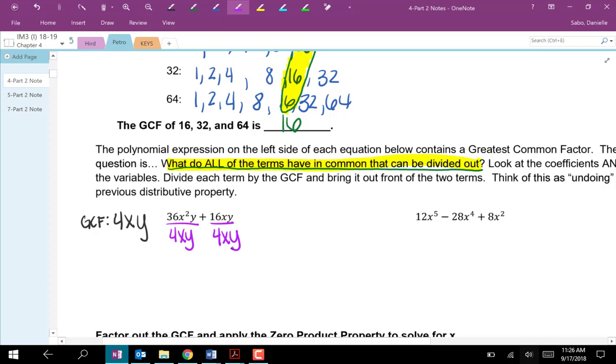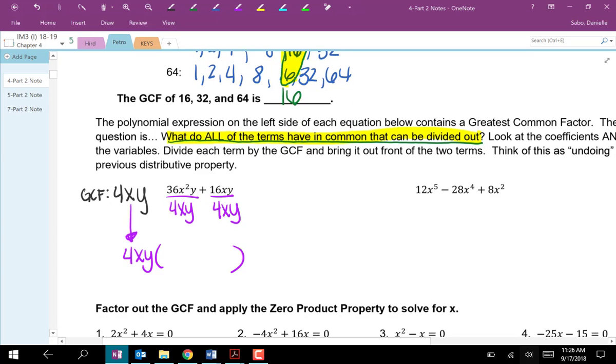Now here's the part where people always forget. They forget to rewrite the GCF out in front, because when you distribute, you'll see why. So I'm going to put a little arrow. The 4xy, whatever you're dividing out, needs to come on the outside of the parentheses. And I'll explain what all of this is after the first round.